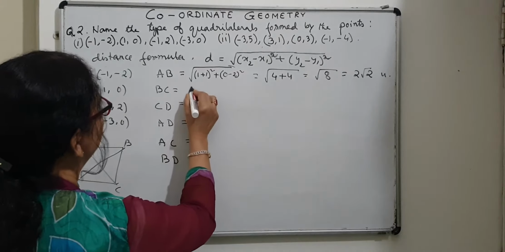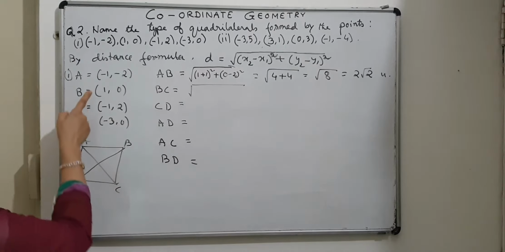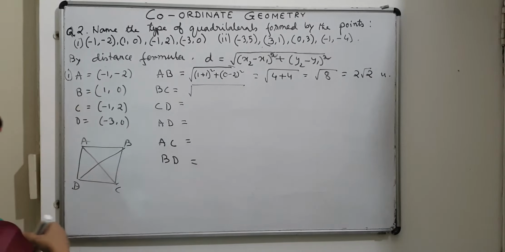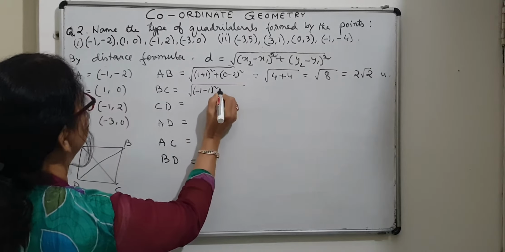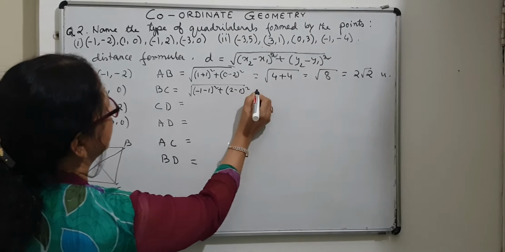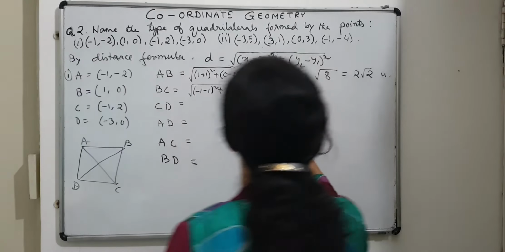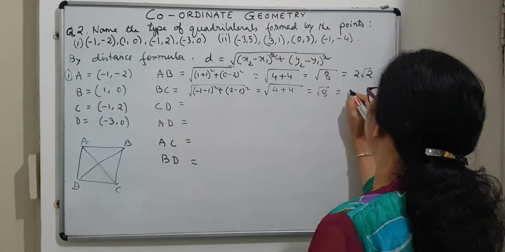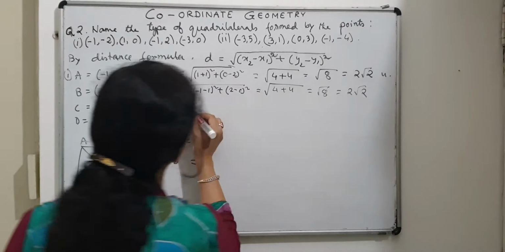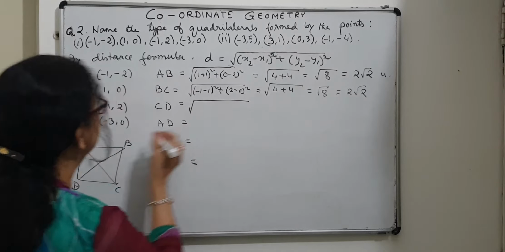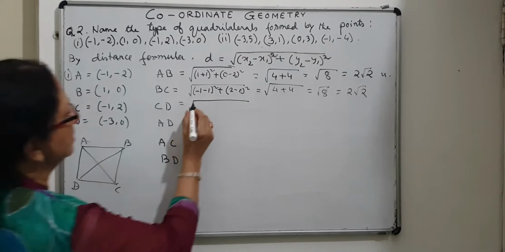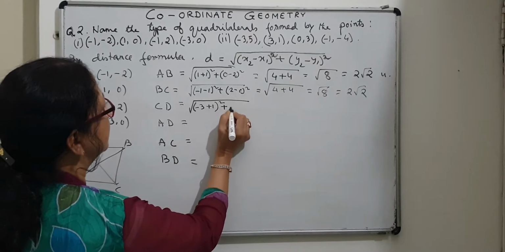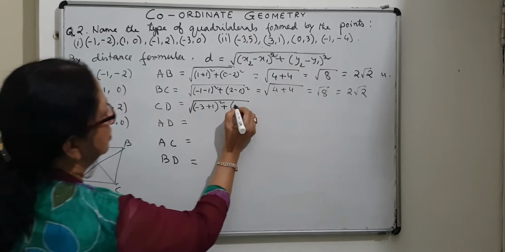So what is BC? Find out by the distance formula. BC is this BC. So again, I can take this minus 2 whole squared. Let me write down: minus 1 whole squared plus 2 minus 0 whole squared. So it came out the same. I do see minus 2 whole squared, 4, plus 4. So this is also root 8, that is 2 root 2. Then let me find CD. CD will be like this: minus 3 plus 1 whole squared plus 0 minus 2.